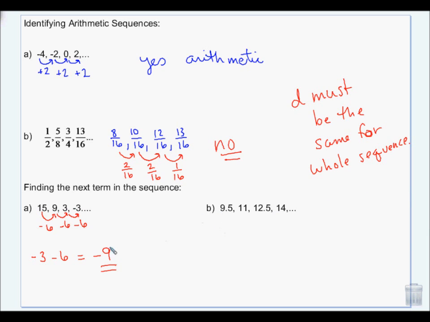Okay, and if I wanted to find the next term after that, I would take that negative 9 and I would subtract 3, and so the very next term after that would be negative 12, and so on. I would just keep subtracting 3 each time.